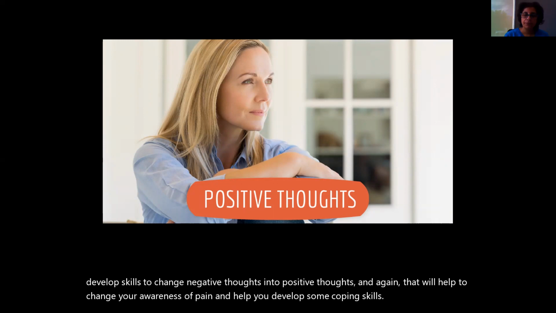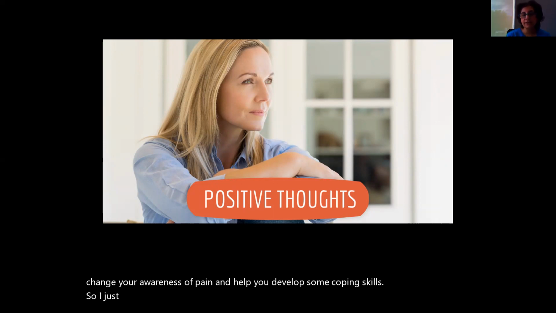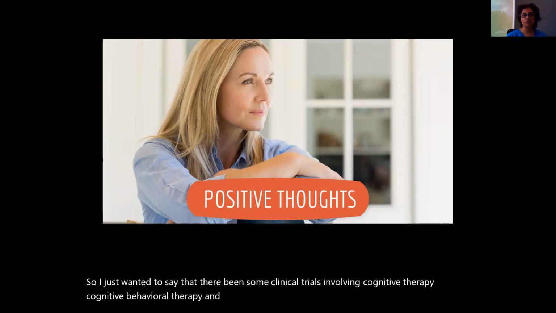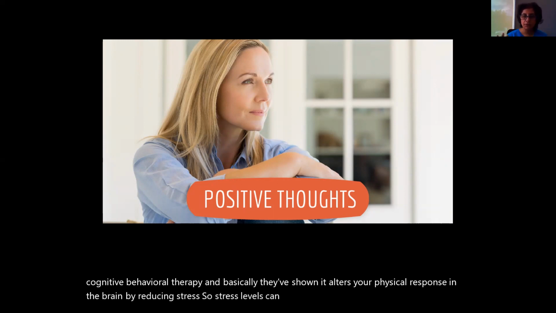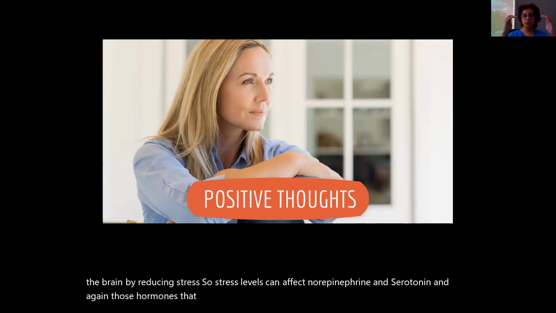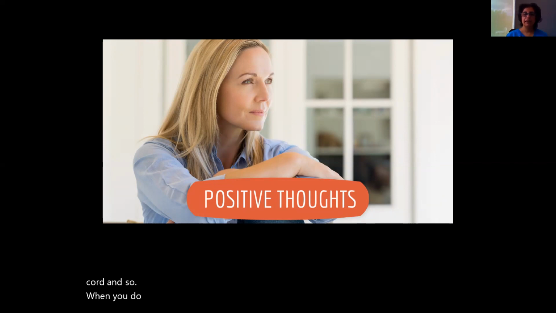So I just wanted to say that there have been some clinical trials involving cognitive behavioral therapy. And basically, they've shown that it alters your physical response in the brain by reducing stress. So stress levels can affect norepinephrine and serotonin. And again, those are hormones that are powerful in controlling pain at the level of the spinal cord. And so when you do cognitive behavioral therapy, it shows that this helps with your norepinephrine and serotonin levels.